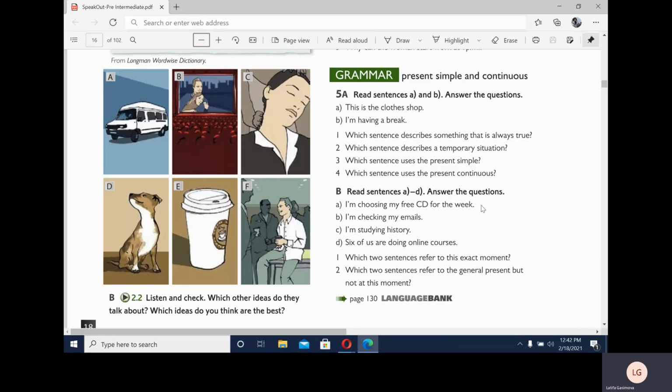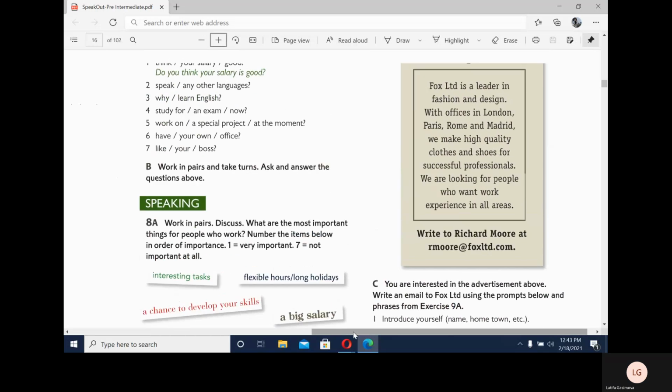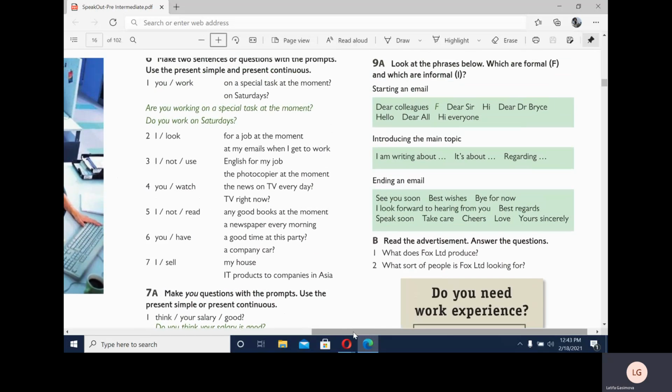Now we have to answer the questions here. Which two sentences refer to this exact moment? Well, I'm choosing my free city for the week and I'm checking my emails, right? So these two sentences. And then we have I'm studying history and 6 of us are doing online courses. So these sentences refer to the general present, but not at this moment. Okay, let's go ahead.